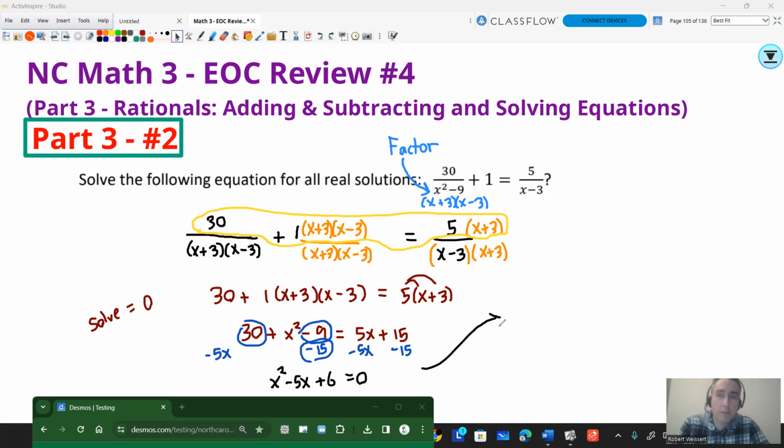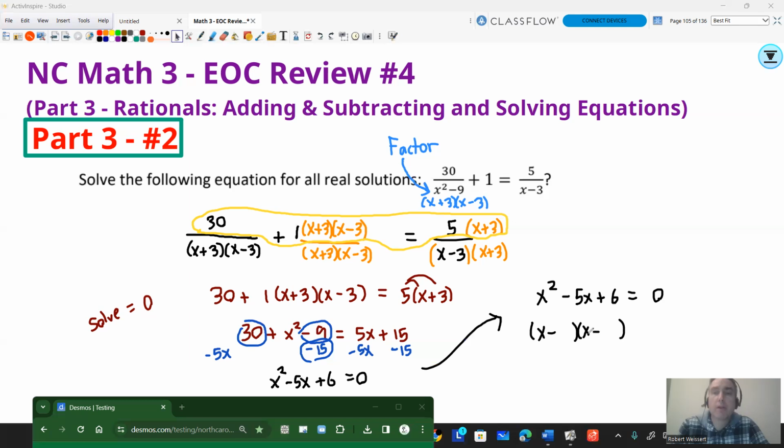Let me bring that over here. This should be a factorable question. So X squared minus 5X plus 6 equals 0. We want to factor that or use technology if that helps. That's going to be what two numbers multiplied at positive 6 and add to negative 5. Can you think of those two numbers?